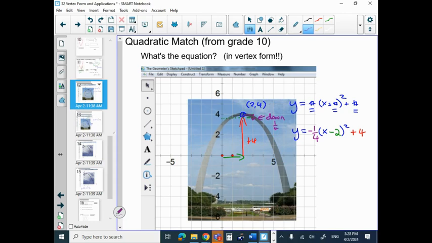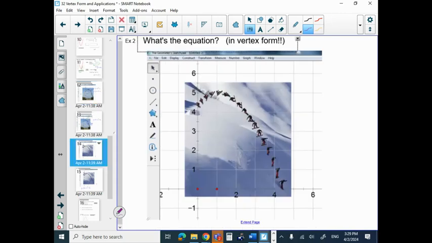And then graph that equation and see if it matches, right? If we had it looking like this, and then we graphed the equation, it should match. And then we could fine tune it from there if it doesn't match out on the far edges. So that's the idea.